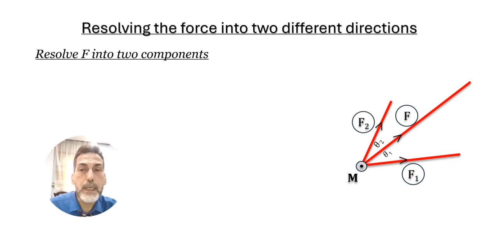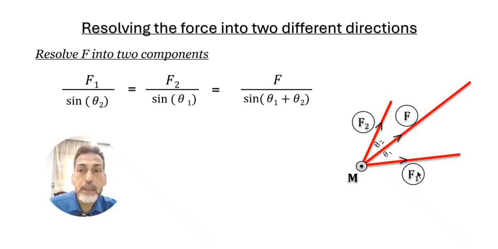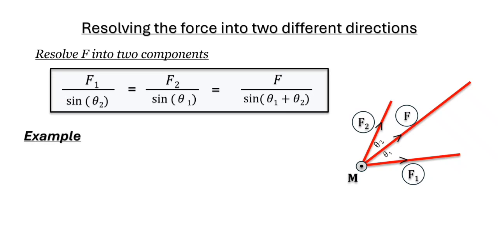We will use the sine law, which is F1 over sine the angle in the opposite side theta 2, and F2 over sine theta 1, and F itself over sine the summation of the two angles. To understand this, we will take this example.